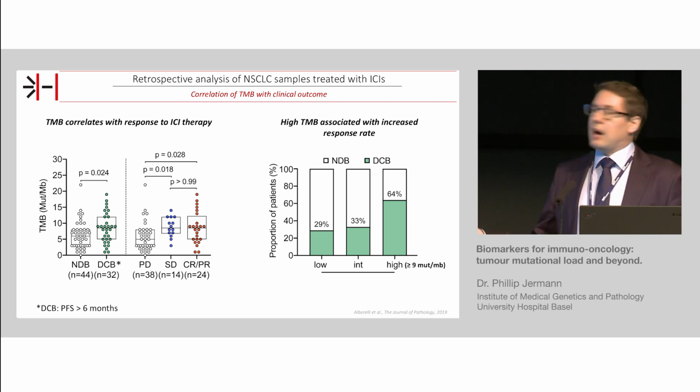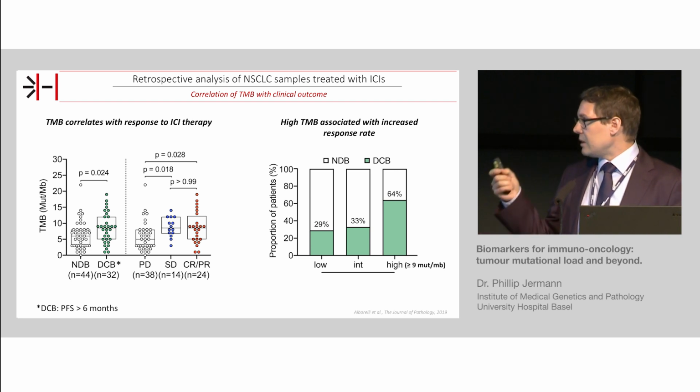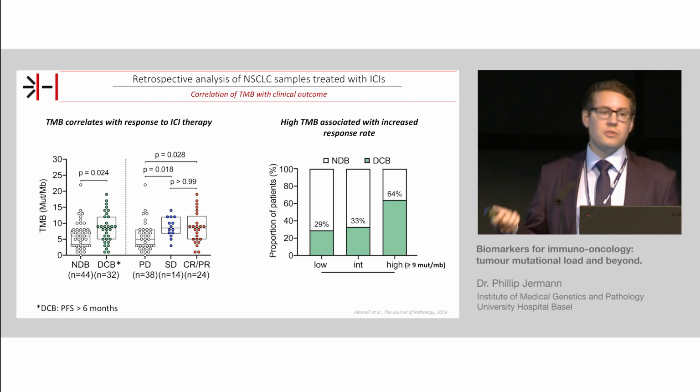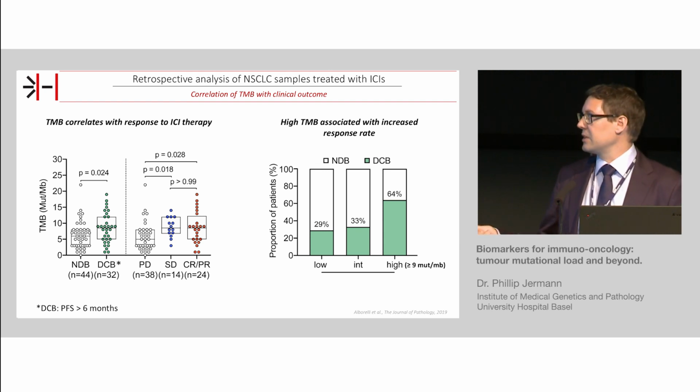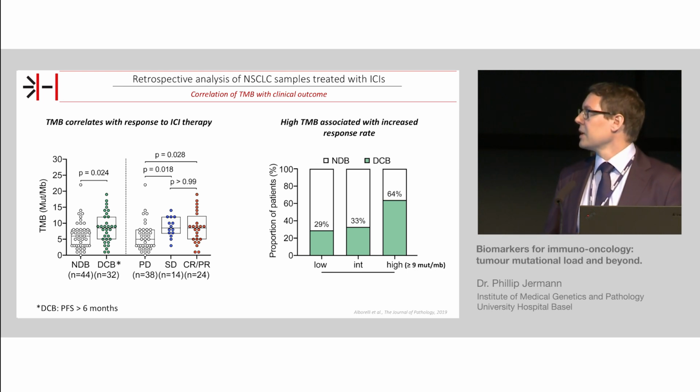Now, if we apply our cutoff of greater or equal to 9 mutations per megabase, we can see here that indeed this TMB high subgroup shows the highest proportion of patients having a durable clinical benefit, while in fact for low or intermediate we didn't really see a difference.